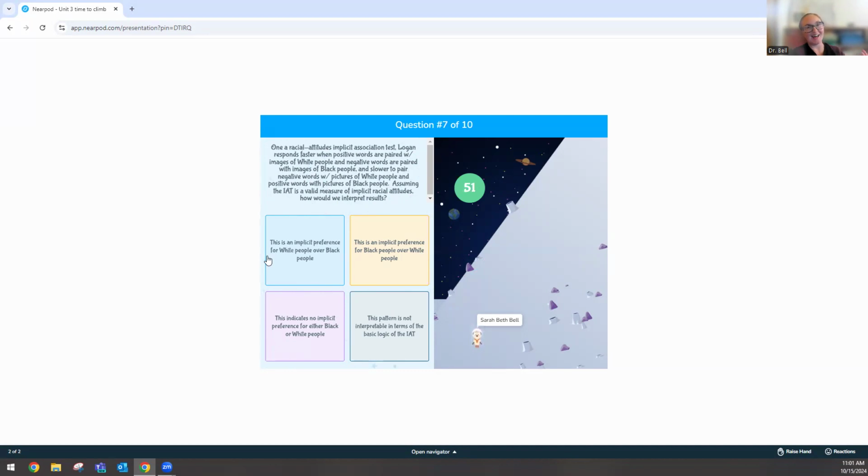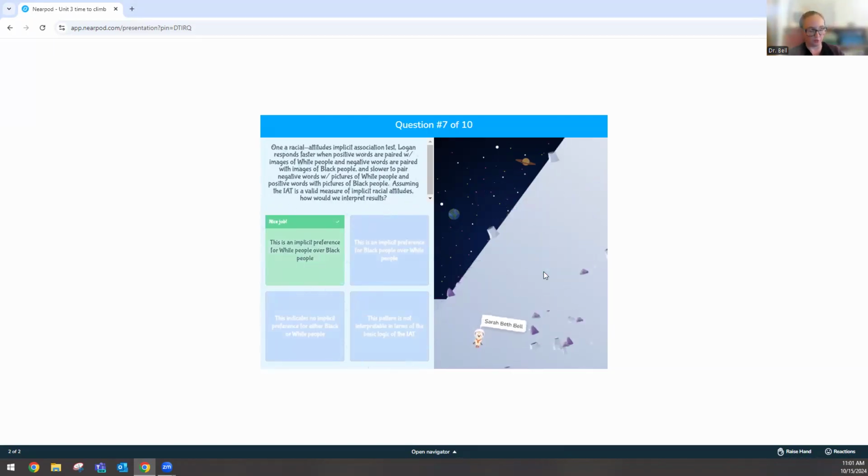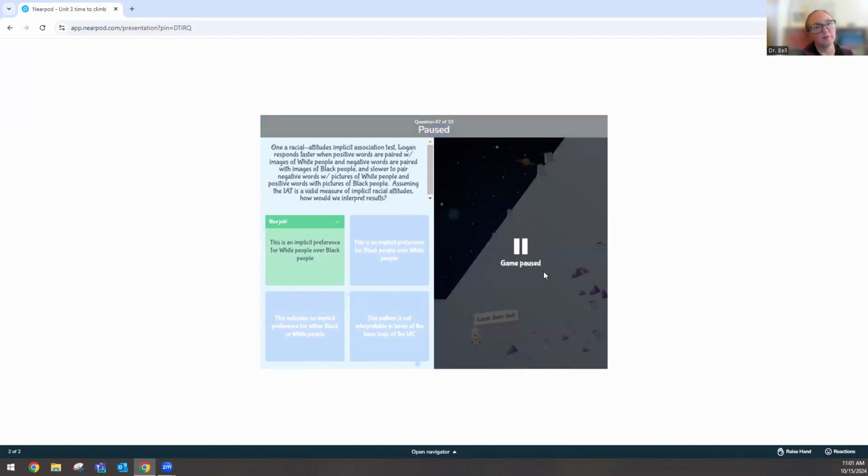That was a lot. The IAT is a test where you measure reaction time in pairing positive words with white or black people and negative words with white or black people. There are other spinoffs, but this would show an implicit preference for white people over black people. So what it's saying is, if you're given the word heaven, good, moral, and you see a picture of somebody and you're faster to pair that with a white person than a black person, then you might think that word goes along with white people better.